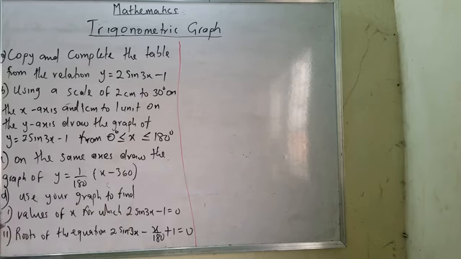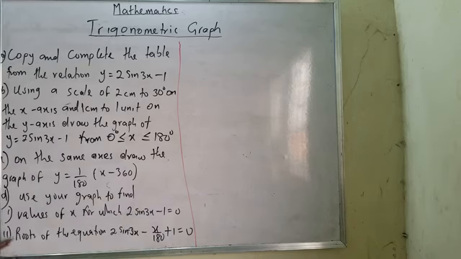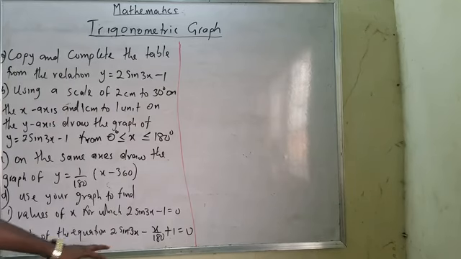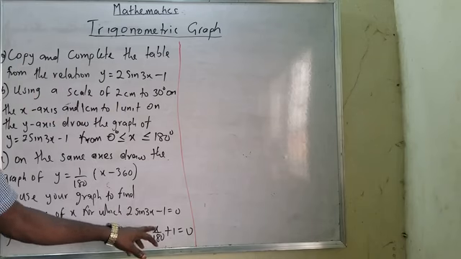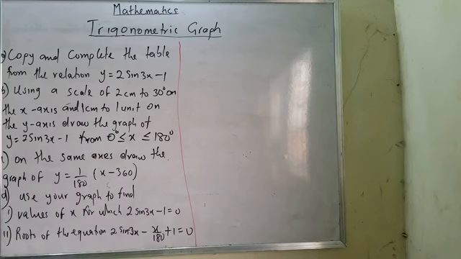Then, using your graph, find: 1, the value of x for which 2 sine 3x minus 1 equals 0; 2, the root of the equation 2 sine 3x minus x over 180 plus 1 equals 0.